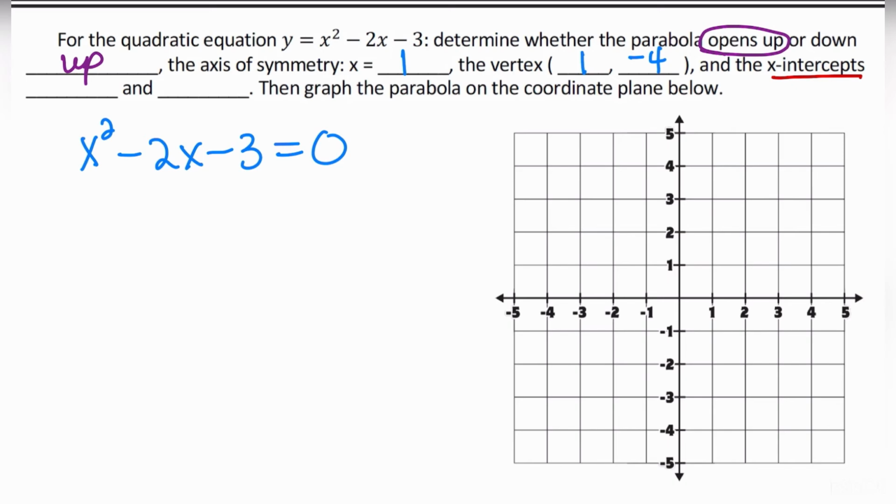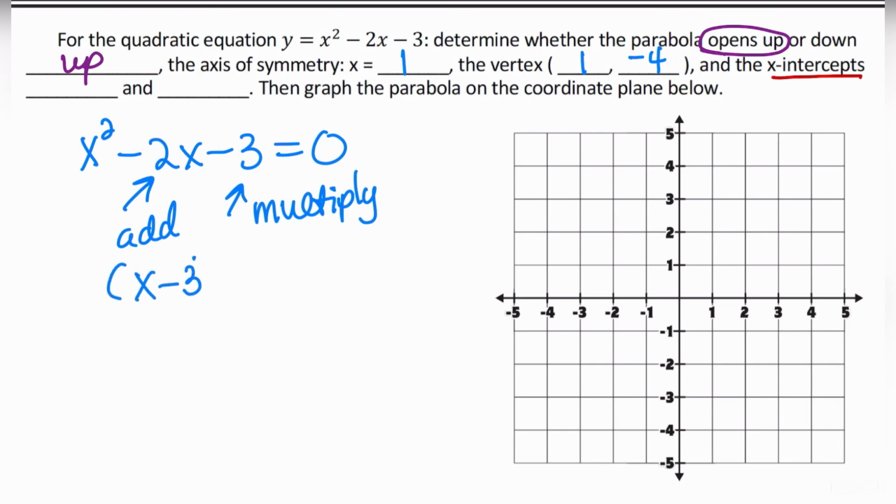It has to multiply to give me negative 3, and it has to add to equal negative 2. So what's going to multiply to give me negative 3 that's going to add to give me negative 2? It's going to be x minus 3 times x plus 1. And then I write down equals 0. So negative 3 times 1 is negative 3. Negative 3x and then plus 1x is going to give me negative 2x.